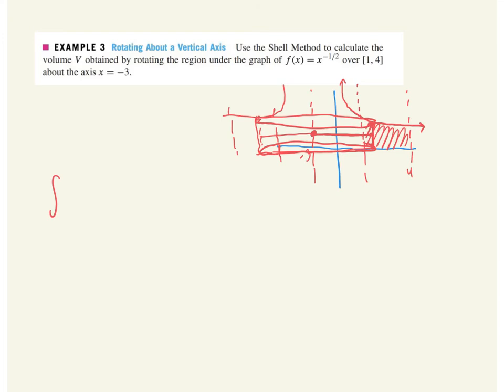So we have the integral of 2 pi. You can still think of it as right minus left, so x minus negative 3, or visually it increased by 3. And then our height is the function, x to the negative 1/2. We need our dx. Our limits of integration as given are 1 until 4. So math 9 becomes 67.821.